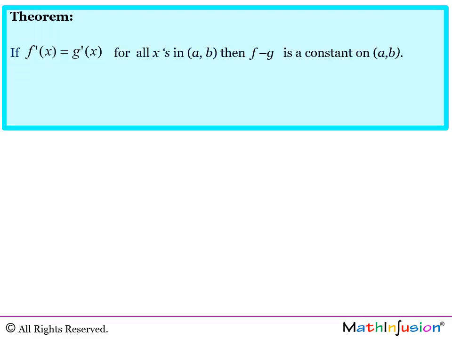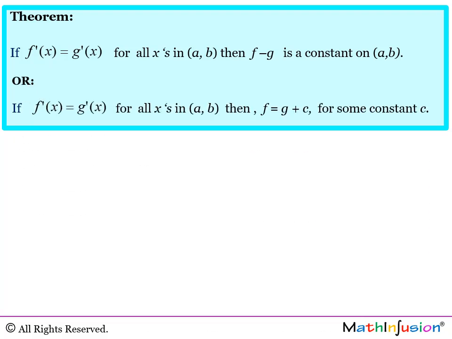Theorem. If the derivative of f equals the derivative of g for all x in the interval (a,b), then the function f minus g is constant on [a,b]. Another way to write it is the following. If the derivative of f equals the derivative of g for all x in (a,b), then f equals g plus c for some constant c.